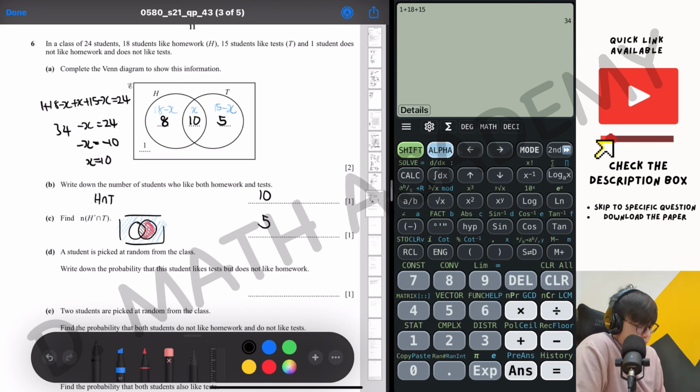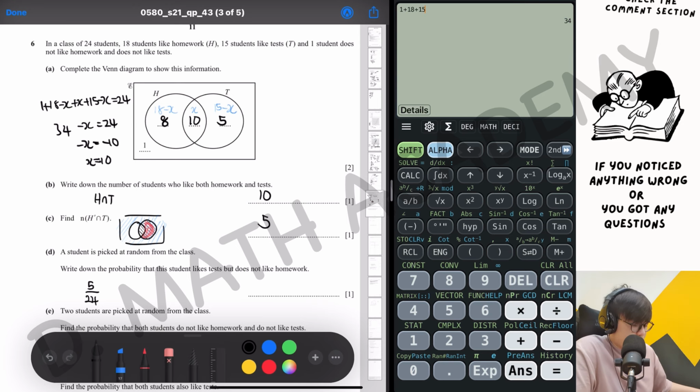A student is picked at random from the class. Find the probability that this student likes tests but not homework. So students chosen at random, there's 24 of them. Like tests but not homework at all, that will be 5 of them. So this is how you get to 5 over 24.